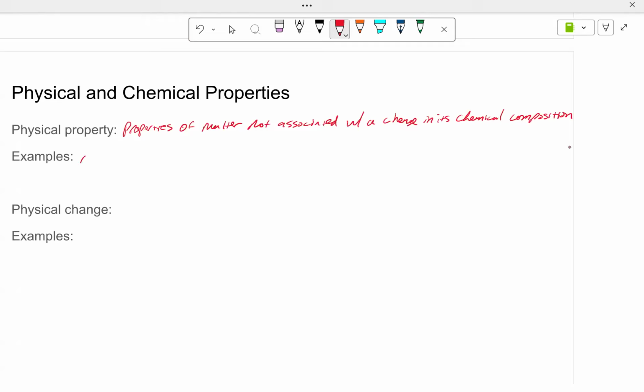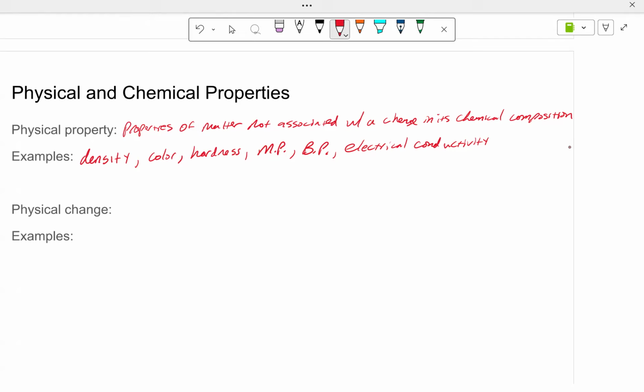These are things, for example, and this is a small list, it's not exhaustive, but things like density, color, hardness, melting point, boiling point, electrical conductivity, and so on. Those are always constant for every single sample of that molecule. So you have one sample of water, it's going to have the same boiling point as another sample of water. Now, if you were to do some sort of chemical change to that water so that it wasn't water anymore, then the physical properties are not going to be the same.